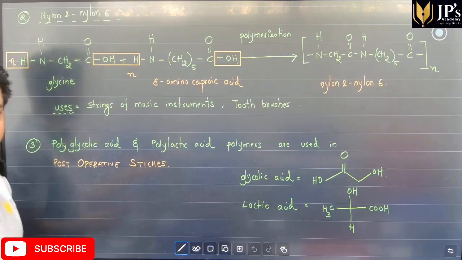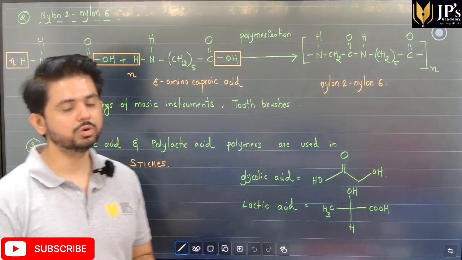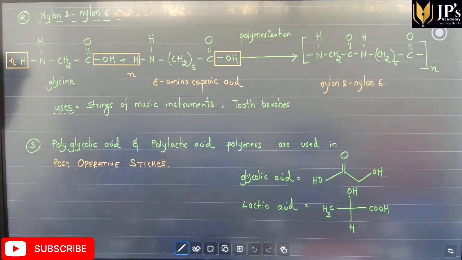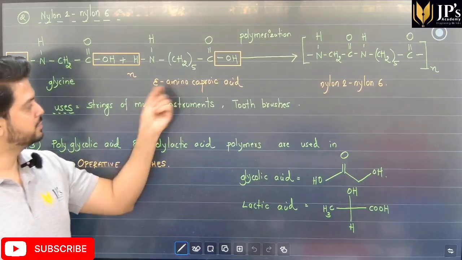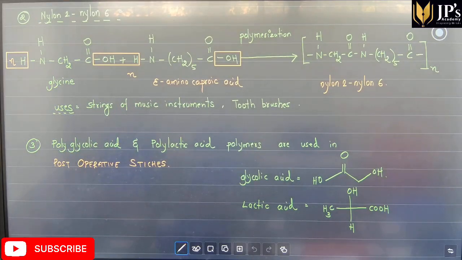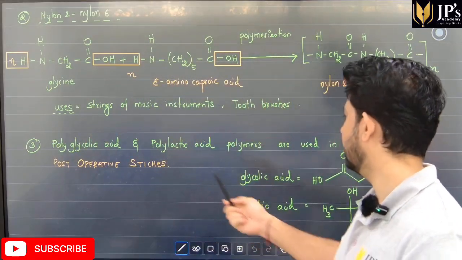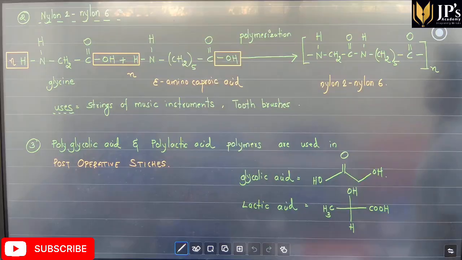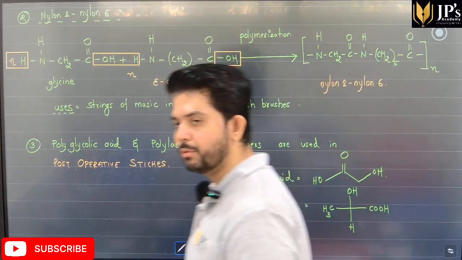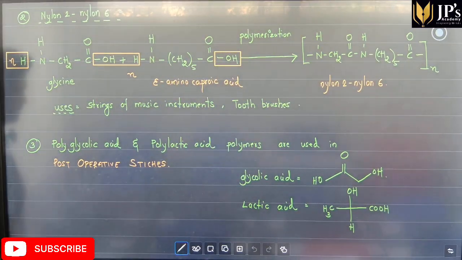Again, as the name suggests, nylon 2 means the monomer has two carbons. That monomer is glycine. Students would have learned this as the simplest amino acid. And we have epsilon amino caproic acid. Again, condensation, we are removing a water molecule. This gives us nylon 2, nylon 6, used in making strings of musical instruments, toothbrushes, etc. Another very important biodegradable polymer you can remember is polyglycolic acid and polylactic acid, and these are actually used to make post-operative stitches.